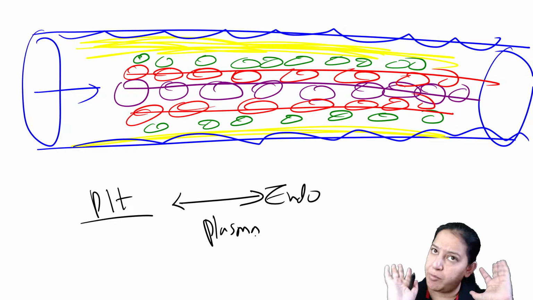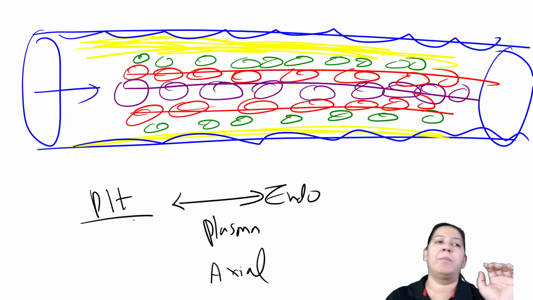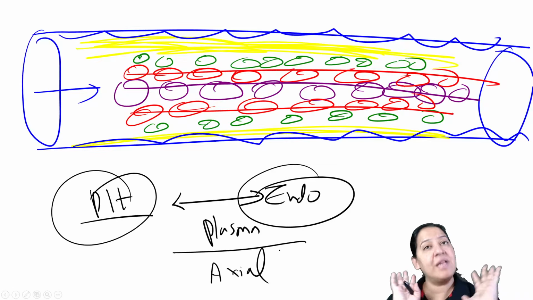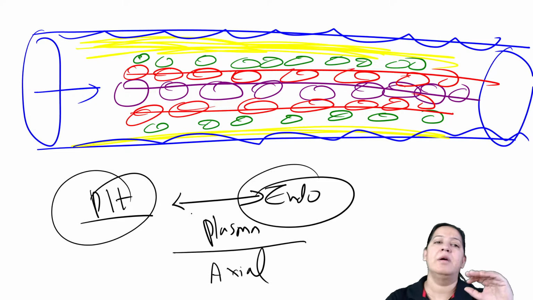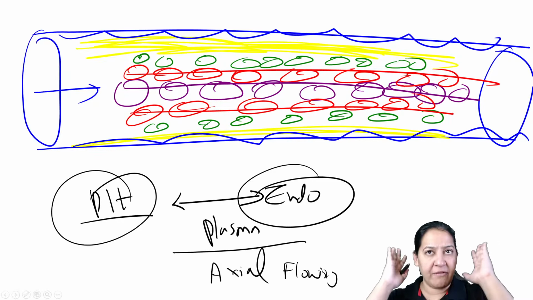This is normal blood flow and this is known as axial blood flow. So in axial blood flow, the platelets are separated from the endothelial lining by a layer of clear plasma. This is normal axial blood flow, which occurs in flowing blood. But imagine a situation: imagine the blood flow stops.